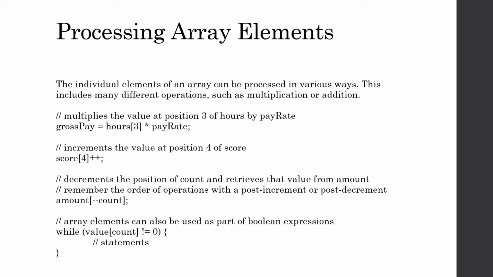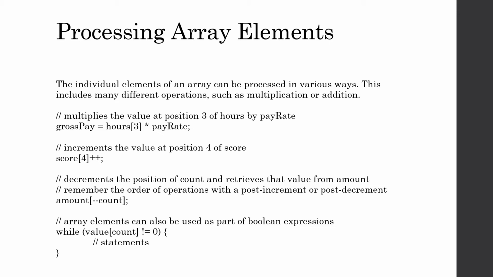So the individual elements of an array can be processed in various ways. This includes many different operations such as multiplication or addition. We've got an example right here where we're going to multiply the value that is at position 3 of some array called hours. So we're getting hours at position 3, and we're going to multiply that by some other variable that we call our pay rate.